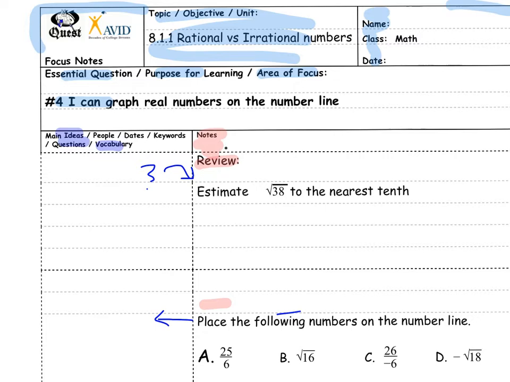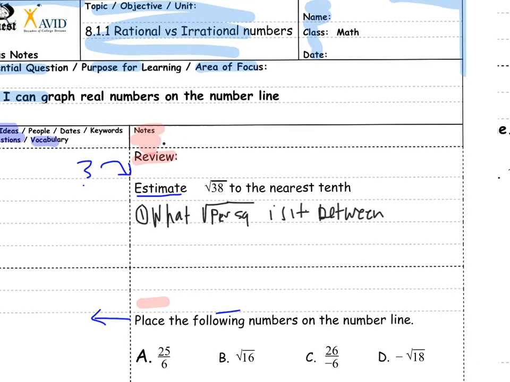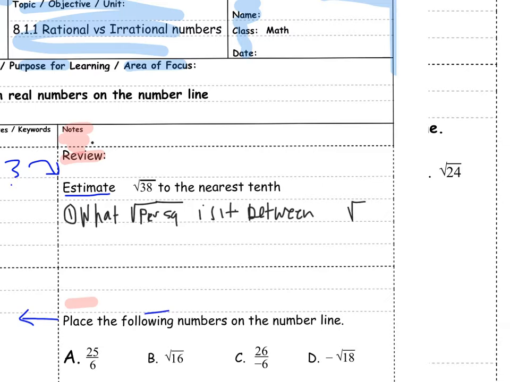We are going to start with the estimating part. I am just going to quickly run down our how-tos. So first, we're going to do what perfect square is it between? In this case, the square root of 38 is between the square root of 36 and the square root of 49.